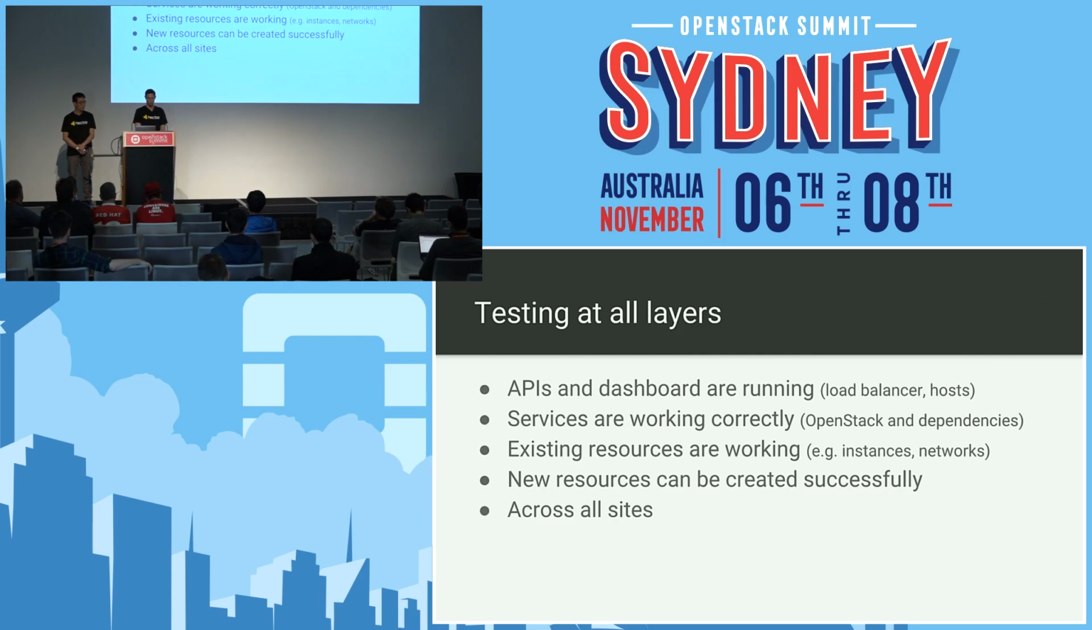So we want to know if new resources can still be created, and we also want to know across all sites. With our distributed architecture, we want to be able to see, with our testing, do we have an issue at all sites or do we have an issue at one site? And that greatly helps us identify where we need to look when we do have issues.